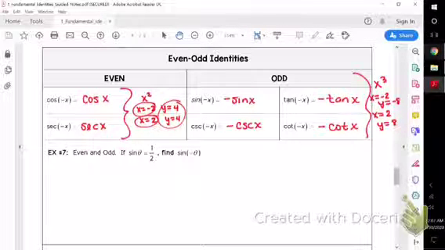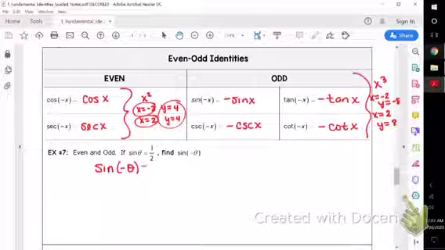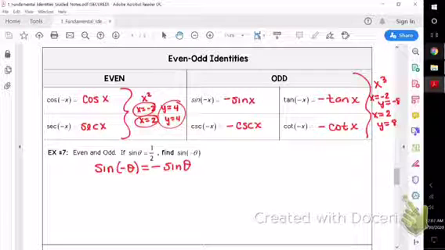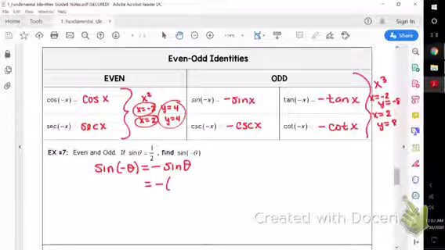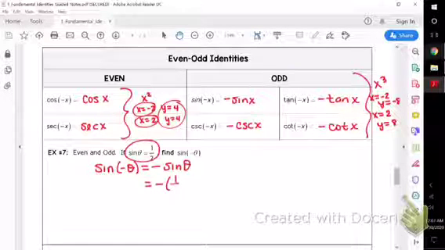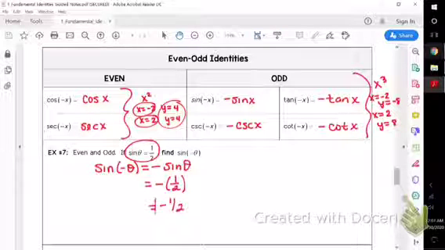Alright, so look at example 7. Here it says, if sine of theta is equal to 1/2, find sine of negative theta. Well, we know that sine of negative theta, which is what we're after, is the same thing as negative sine of positive theta, from the definition above. So in this case, we know it's going to be negative. What was sine of theta? Well, sine of theta was 1/2. And so we have negative 1/2, which is just negative 1/2.